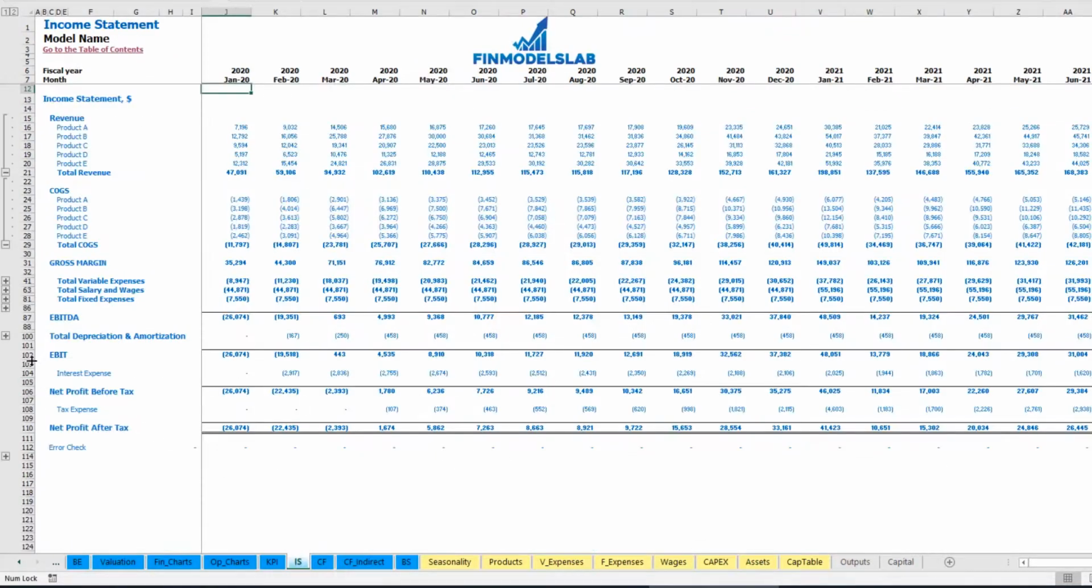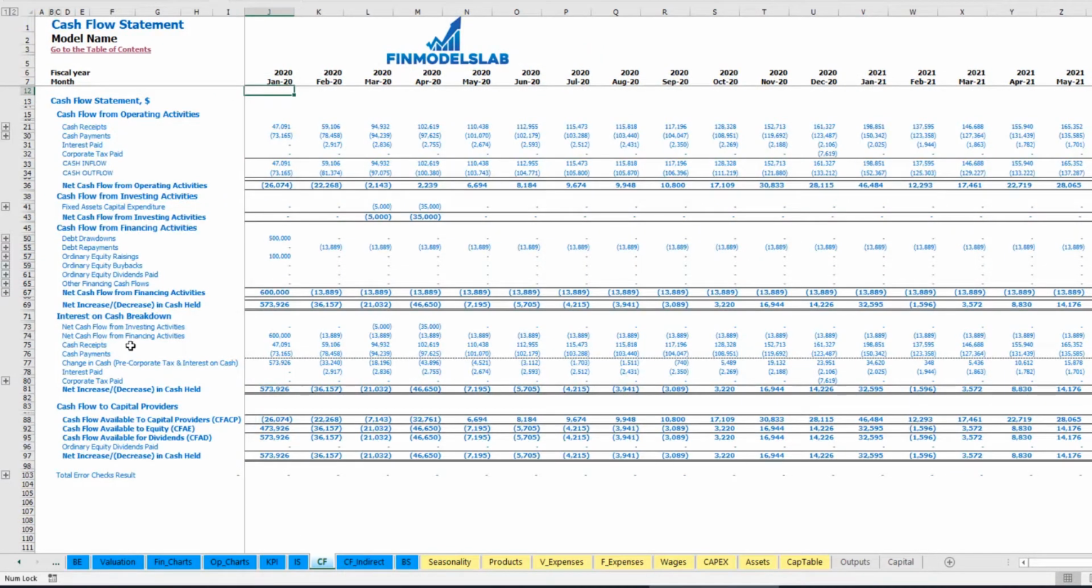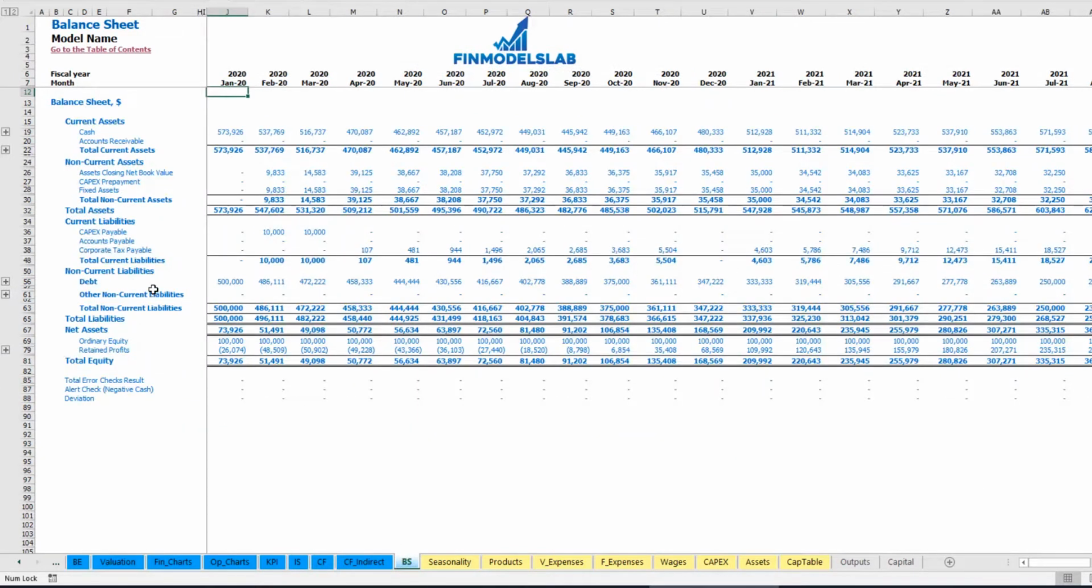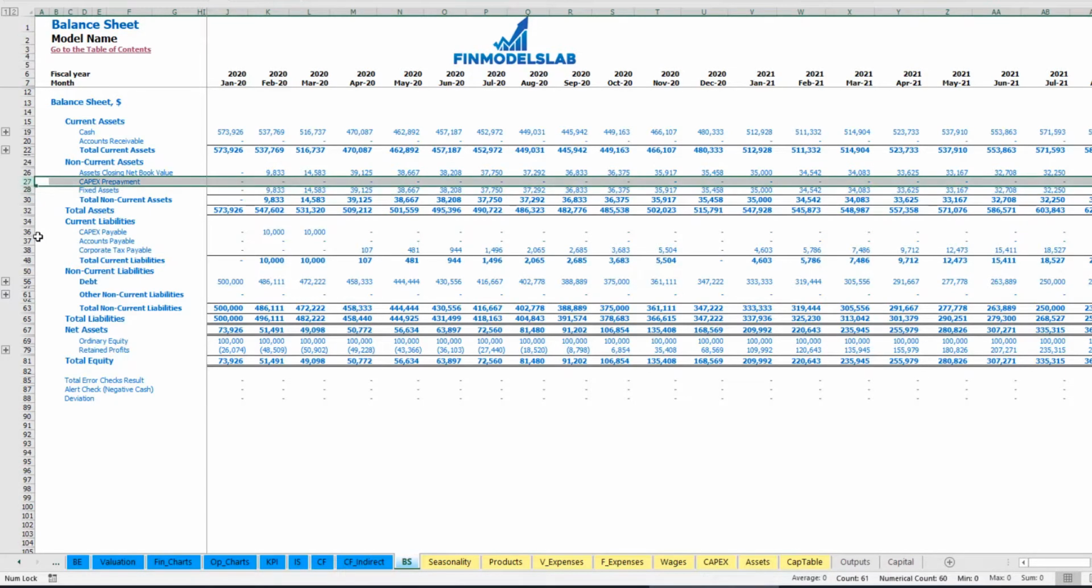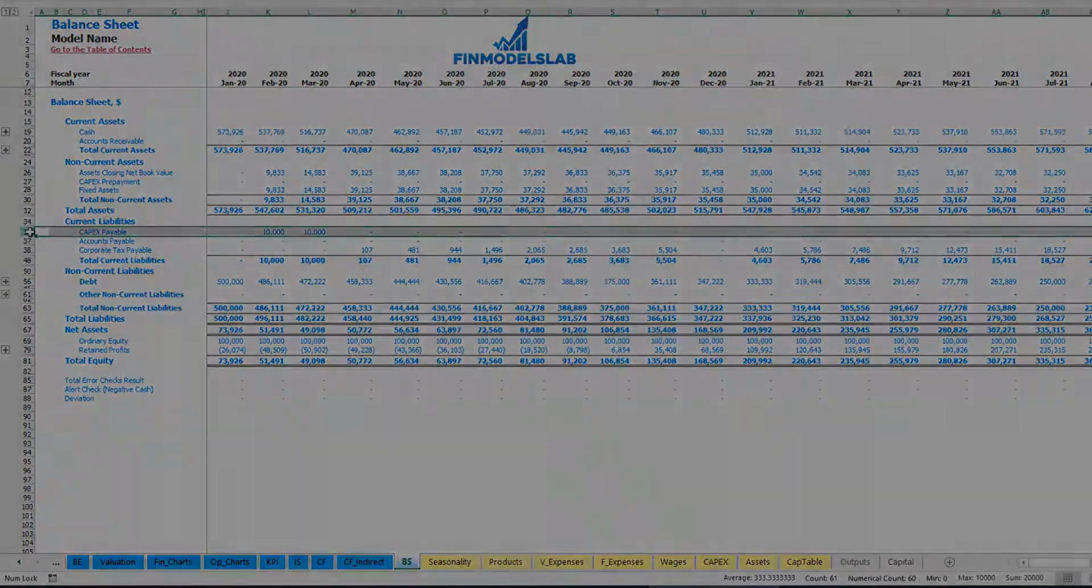The total amount of depreciation you may find in income statement. On the cash flow you may find cash flow from investing activities for these assets, and on the balance sheet you may find fixed assets amount under non-current assets and Capex prepayment and Capex payables as well.